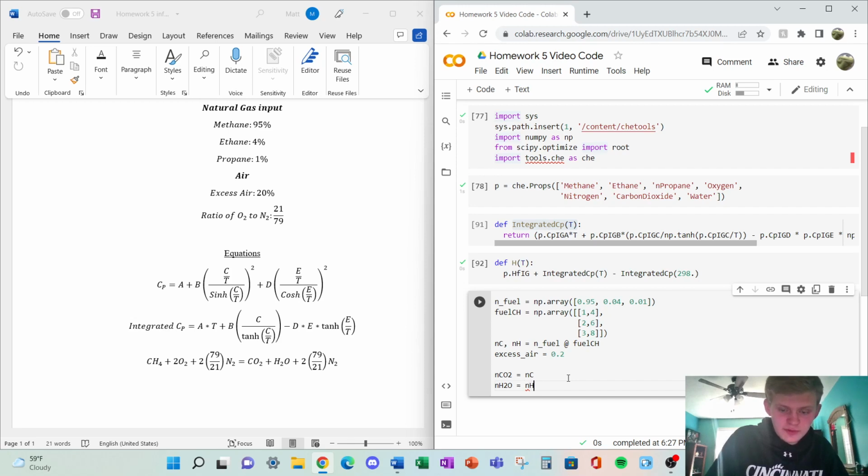Our next thing is our moles of water, which is going to be equal to our moles of hydrogen divided by 2, because there are 2 hydrogens involved. And then we can use this to find our moles of oxygen, which is going to be equal to our moles of water divided by 2, plus our moles of CO2. And this whole left side is going to be multiplied by 1 plus our excess air.